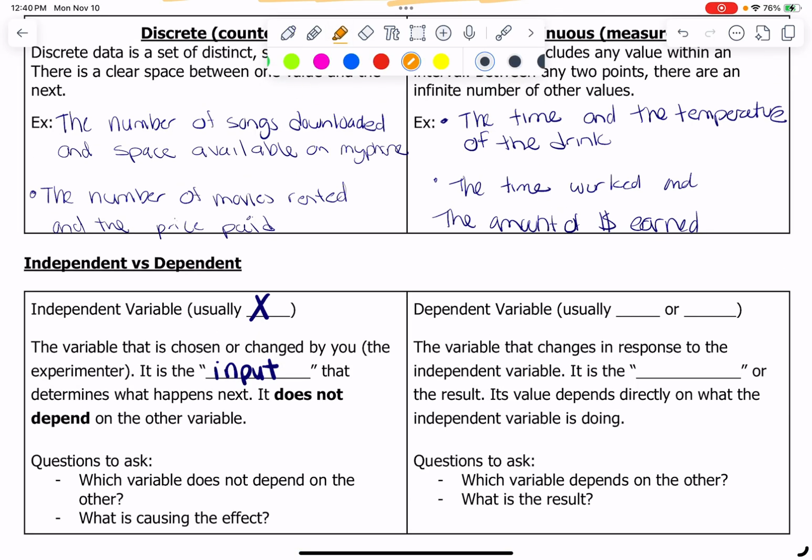So let's go back and look at some of my examples up here. The independent variable is going to be my x, or my input. So let's see, the number of songs downloaded and the space available on my phone. Do I get to decide how many songs I download, or do I get to decide how much space I have? Well, I get to decide how many songs I've downloaded, so that's going to be my independent variable. The outcome of that, which is my dependent variable, so let's go ahead and write that down over here too. This is y, or f of x, or the output.